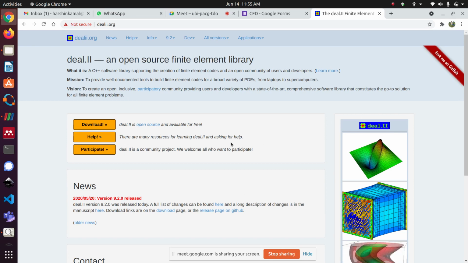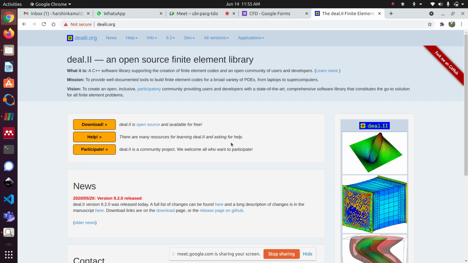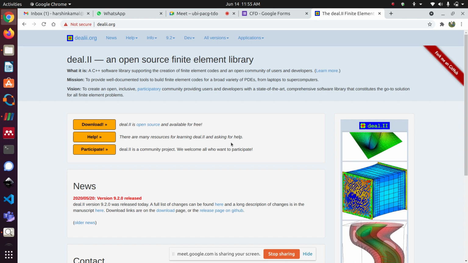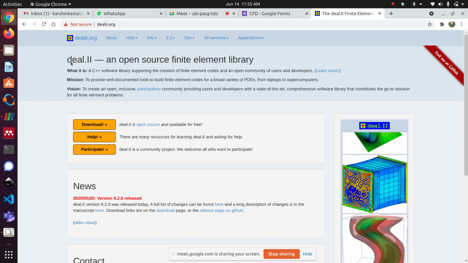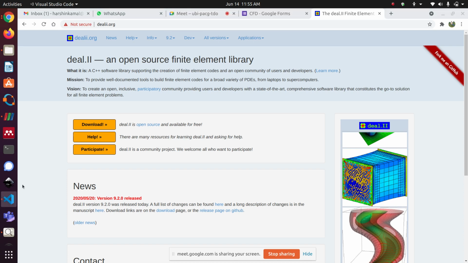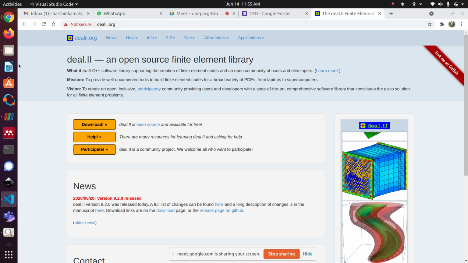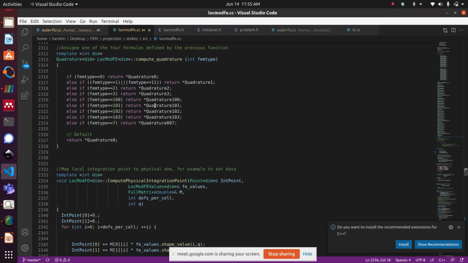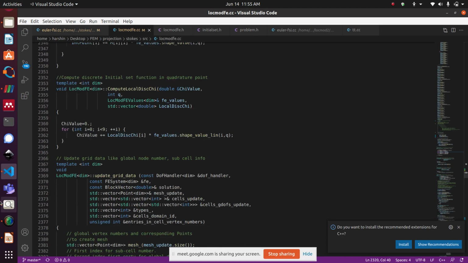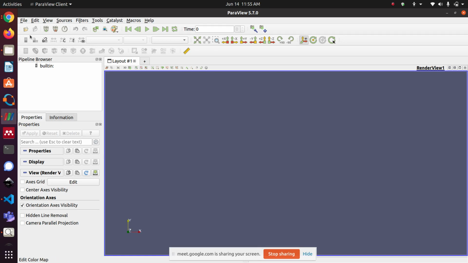Deal2 does not have a user interface, but if you are developing numerical techniques, this can be a very useful source. The only problem here is that it does not have a user interface. You need to actually write these codes for the simulation.